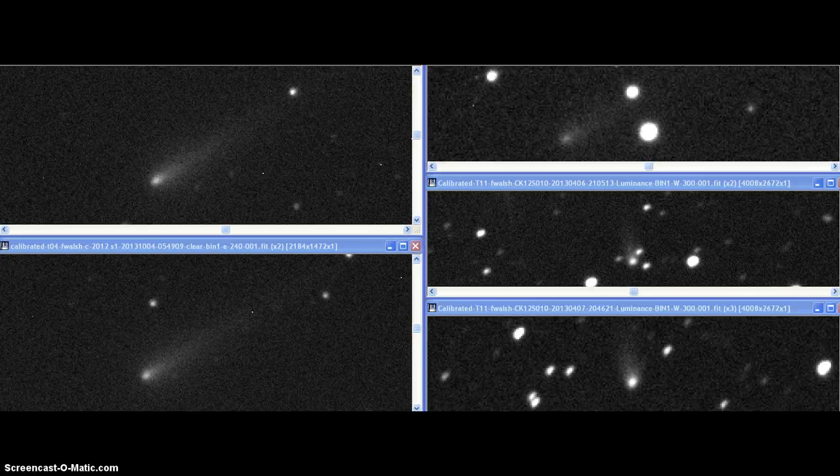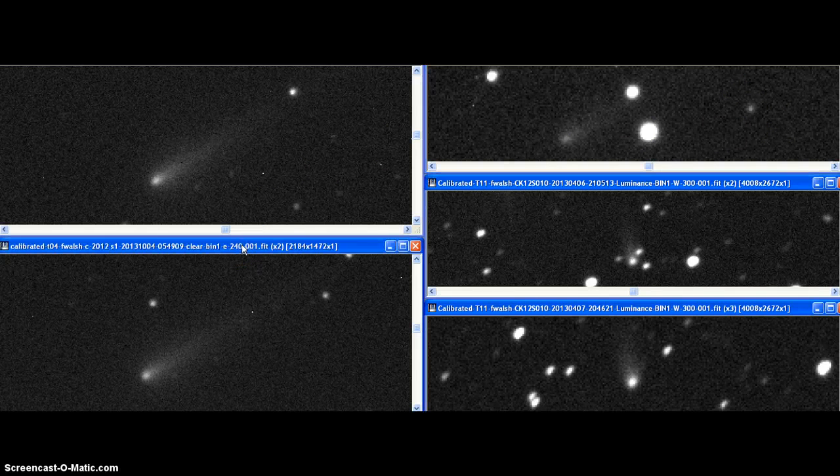What you're looking at right now are five images I've taken of Comet ISON on different days: here on April 6th, here on April 7th, here on September 21st, here on October 4th, and here on October 5th.